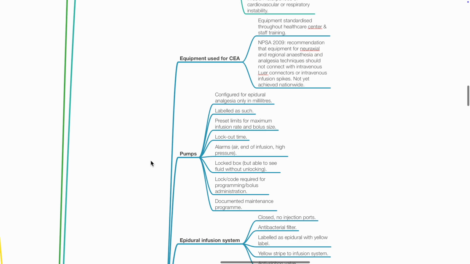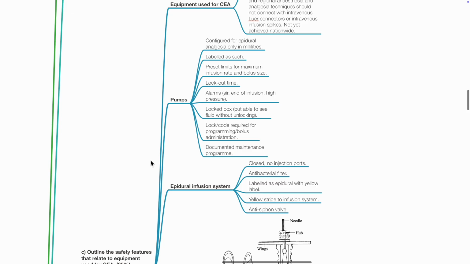preset limits for maximum infusion rate and bolus size, lockout time, alarms for air, end of infusion and high pressure, lock box but able to see the fluid without unlocking, lock code required for programming and bolus administration, and documented maintenance program. The epidural infusion system should be closed with no injection ports. Antibacterial filter must be functional.